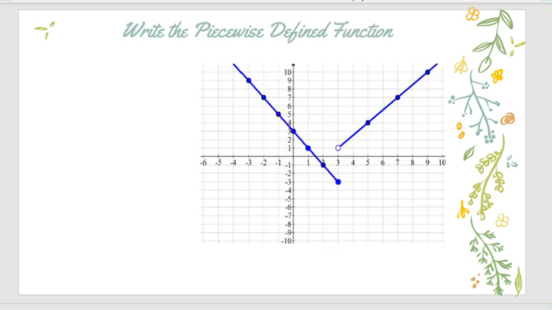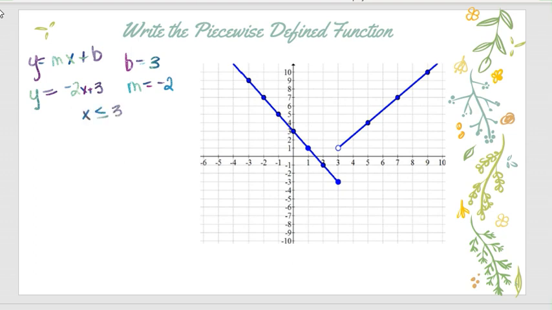So let's give it a try. This first one, we have a line on the left, line on the right. So we're going to have to write two different equations. The one on the left, I can see the y-intercept, so I could use y equals mx plus b. I can see the y-intercept is 3, so b equals 3. But here it's going downhill, so I'm going down 2 and over 1. So my slope is going to be a -2. So this first part of the line is going to be y equals -2x plus 3. Right? And that's going to be true for all the values where x is less than or equal to 3.